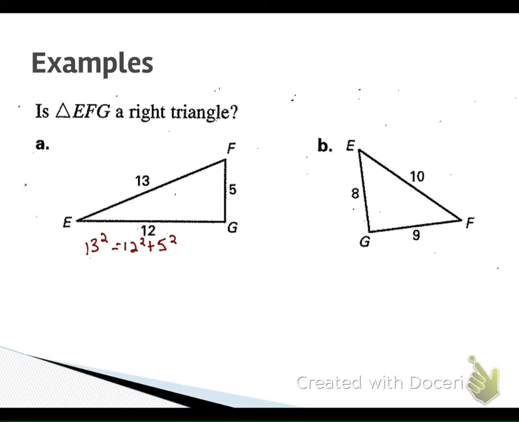When we perform these operations of squaring them, we see that 13 squared is what value? 169 equals 144 plus 25. We combine our terms on our right hand side of our equation. When we add 144 and 25, what value do we get? Say it one more time. 169. So we see that these are true. So we're able to say this is a right triangle.